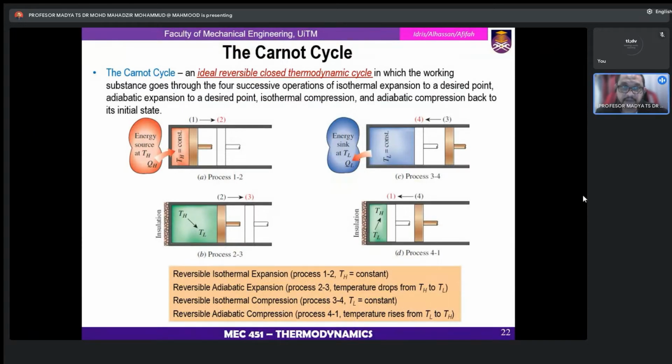The Carnot Cycle. Okay, now let's learn about the Carnot Cycle.